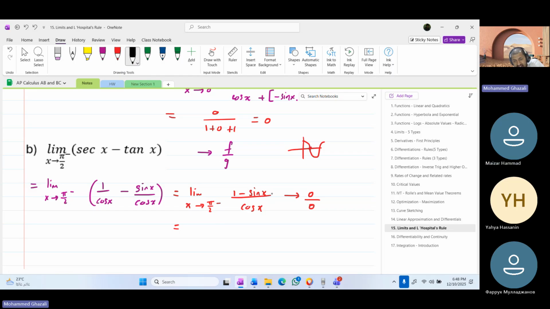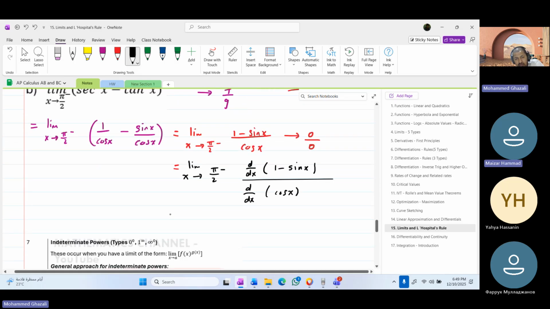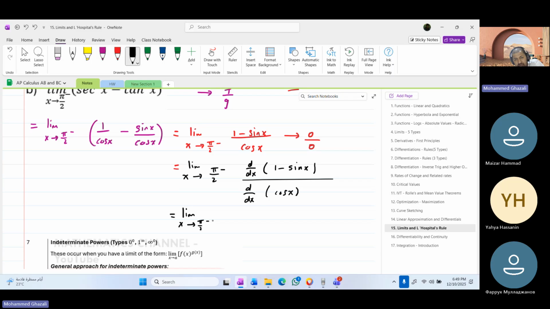Now we find d/dx, we're using L'Hopital's rule here. So it will just be d/dx of 1 minus sine x over d/dx of cos x. Please write all this down, because then the examiner will know that you are actually using L'Hopital's rule. The limit as x approaches pi by 2 of the derivative of the top, negative cos x, over the derivative of the bottom, negative sine x. You'll get negative cot x.